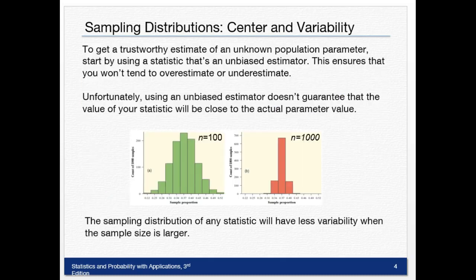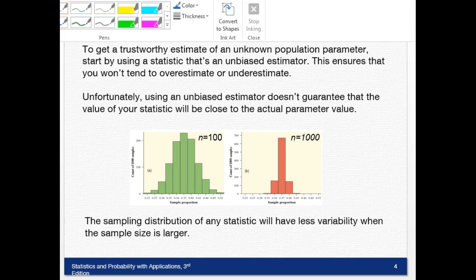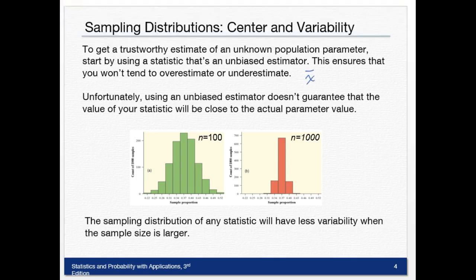So here's what's happening, okay? To get a trustworthy estimate of an unknown population parameter, you start by using a statistic that's an unbiased estimator. This ensures that you won't tend to underestimate or overestimate, okay? So what's an unbiased estimator? A mean is an unbiased estimator, X bar, or a proportion, okay? Other statistics we could use that might be biased would be like a range, or a median might get biased. Those are more likely to be a biased estimator, so we focus our energy on means and proportions.